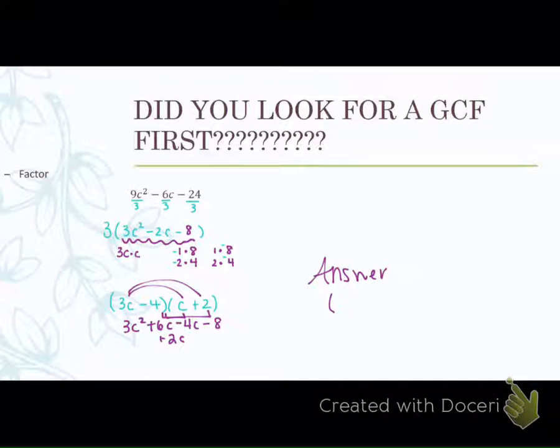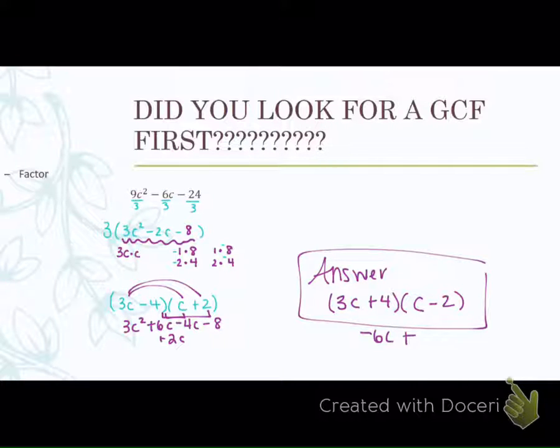Oh, no, not opposite. Tell me exactly what it is. 3 times (3c minus 4)(c plus 2)... good, we just switch the signs. And you'll notice, if you were to look at those middle terms, that would be negative 6c plus 4c, which is negative 2c.